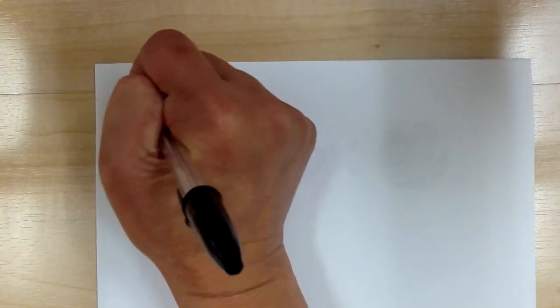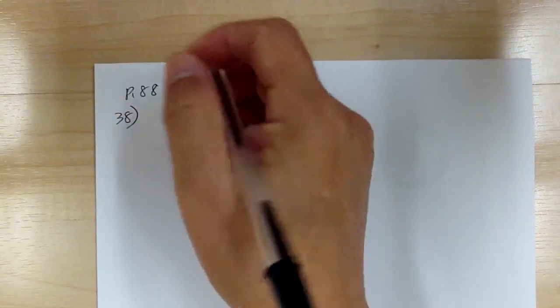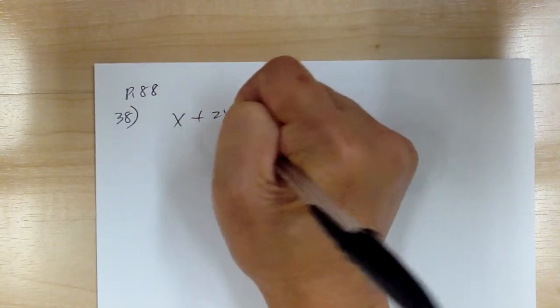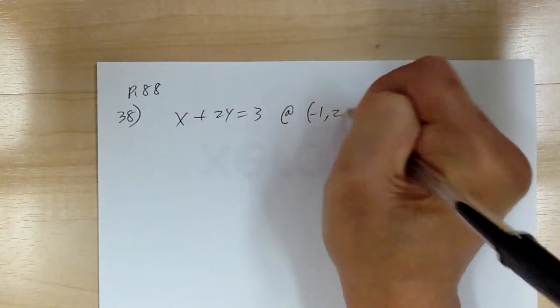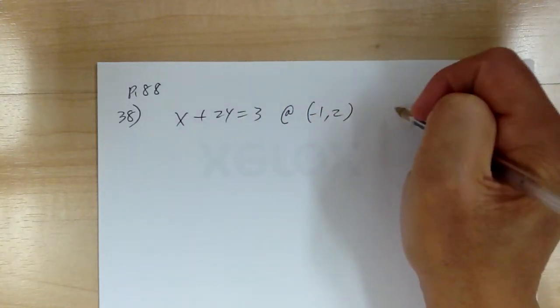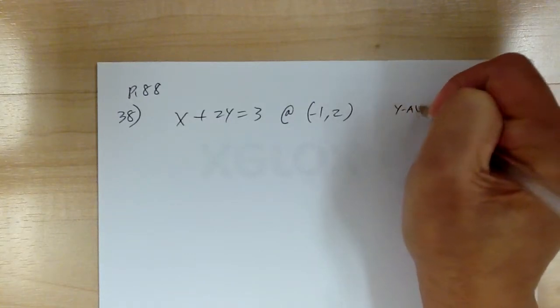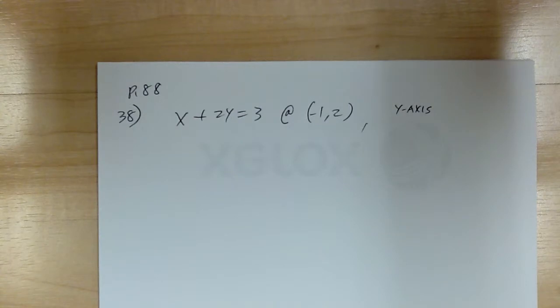Let's go to page 88 and let's do number 38. We're looking for the equation of the circle that is tangent to the line x + 2y = 3 at the point (-1, 2), and the center is on the y-axis. Okay, so that is the information. Let's go and sketch out this information.